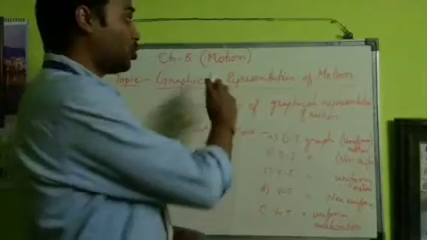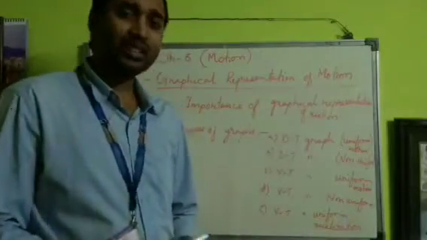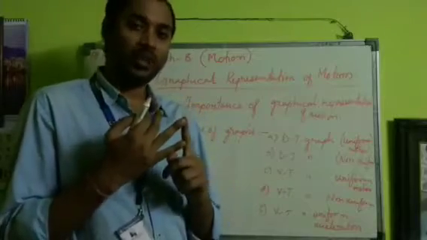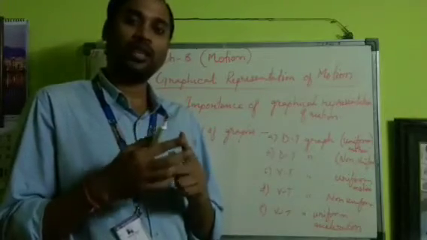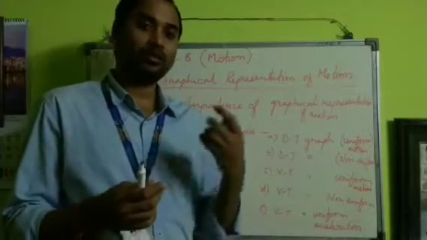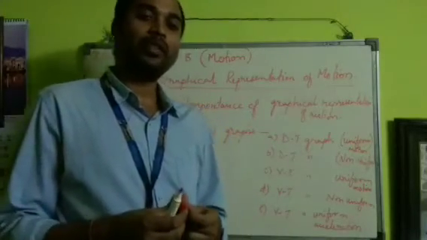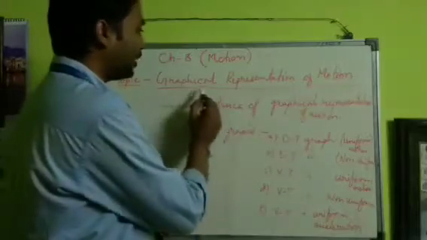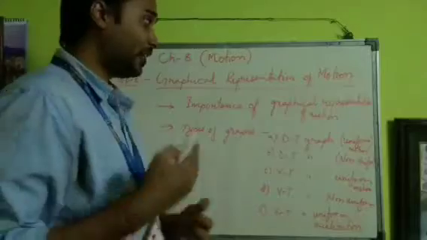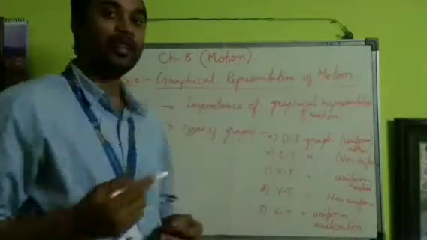We are in chapter 8, Motion, and till now we have completed topics such as distance, displacement, speed, velocity, and also acceleration. We have also done a few numericals on those topics. So, today we are going to discuss graphical representation of motion. In what way different types of motions can be represented in terms of graphs, that we are going to study.